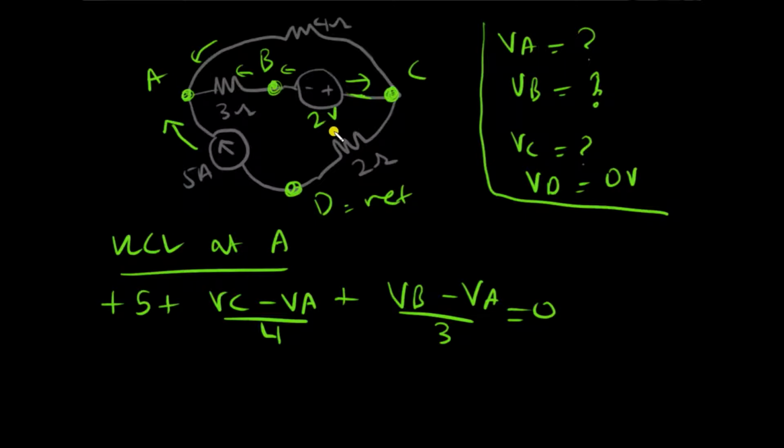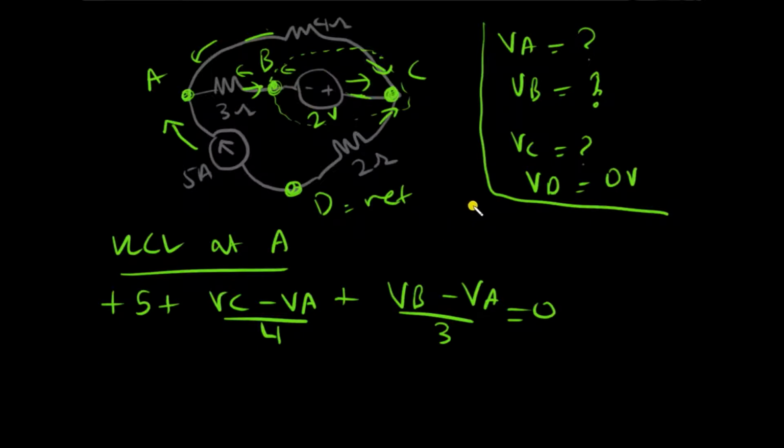So the concept of supernode states that you combine these two nodes and write a KCL that is composed of all the branches coming into these two nodes separately. For example, this branch and this branch coming into node C, this branch coming into node B, and I guess that's it. If you combine the KCLs, it won't have any effect on the answer.